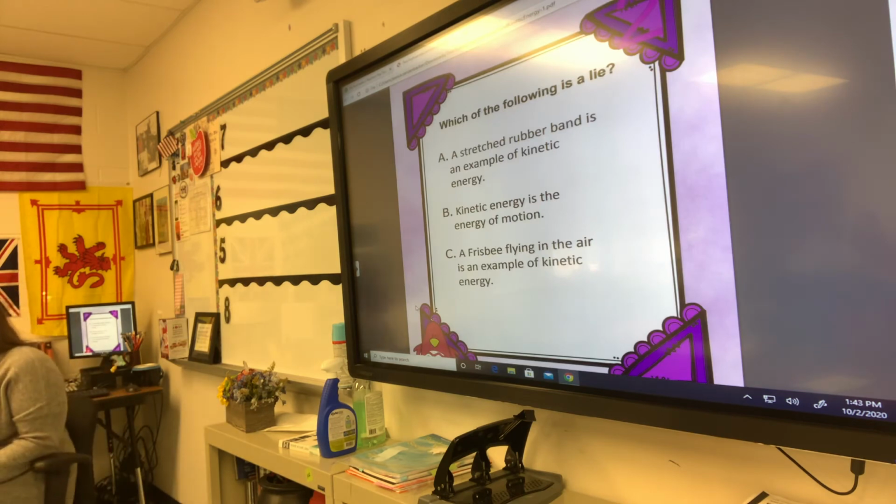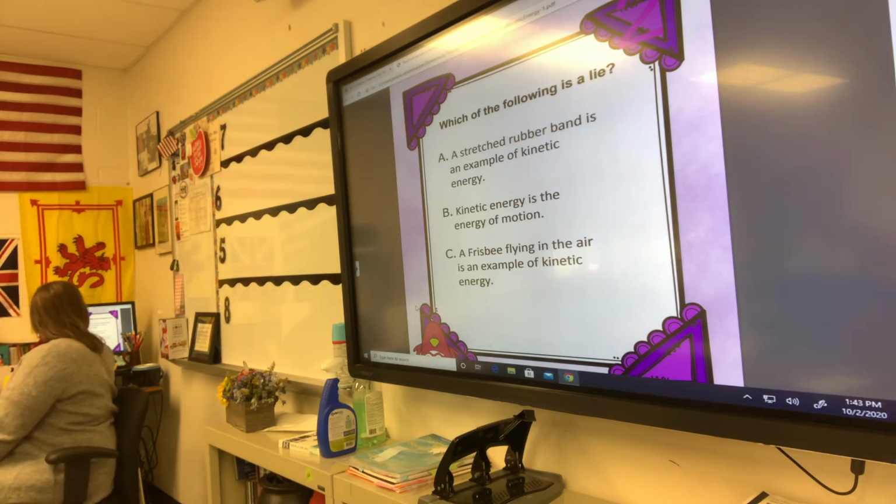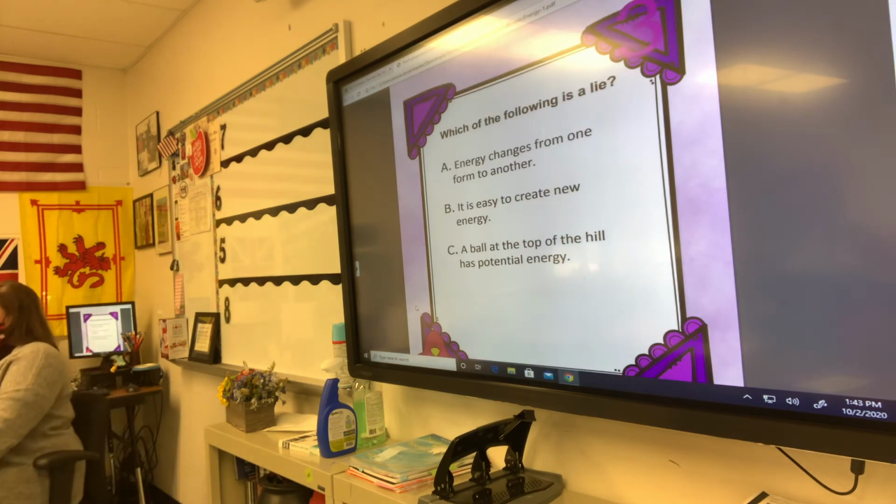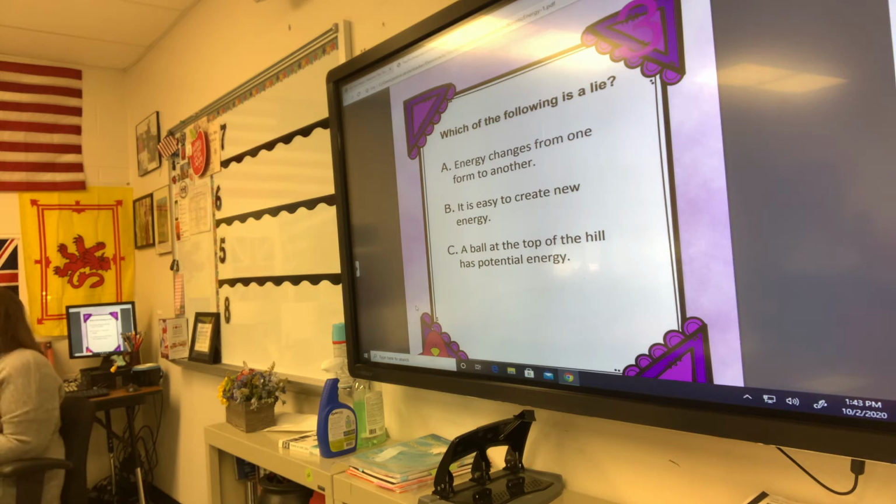Okay, can I get you to raise your hand and tell me which one you think is a lie on this one? Aubrey? A, yes. So a stretched rubber band is an example of potential energy, as opposed to kinetic. Good job. Okay, number 3. If you don't have the right answer, you can just mark it on there. You can just correct yourself, because this is just for review.